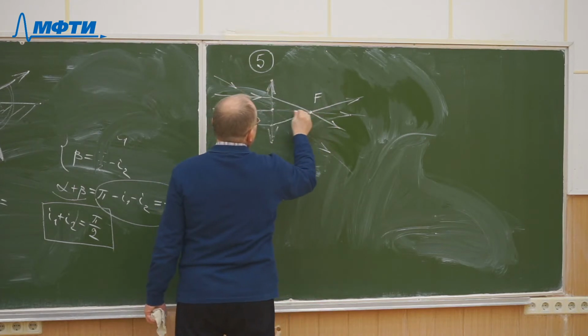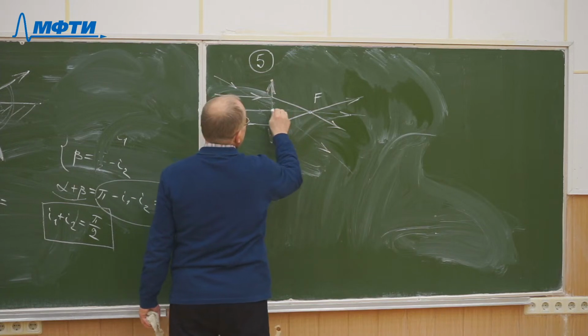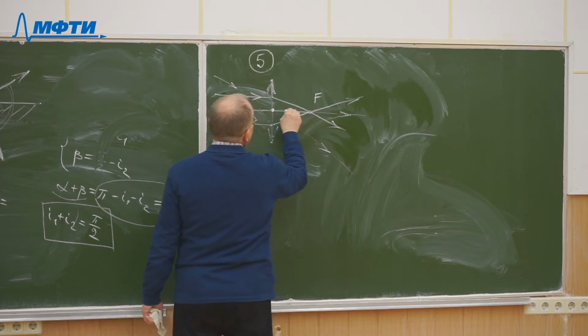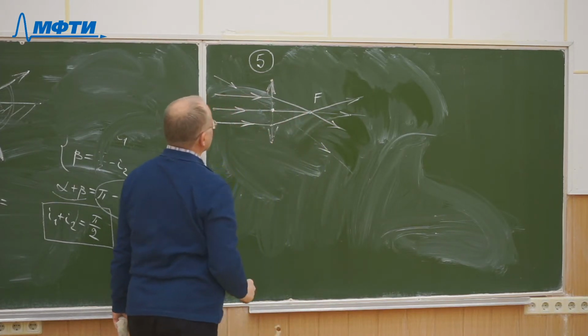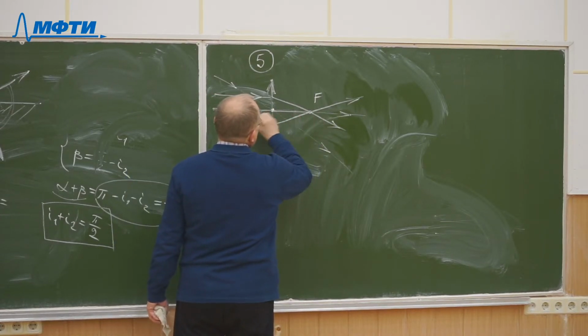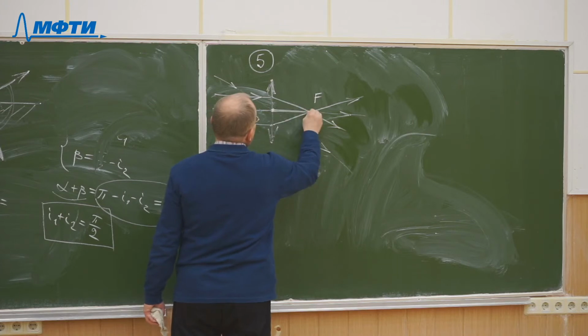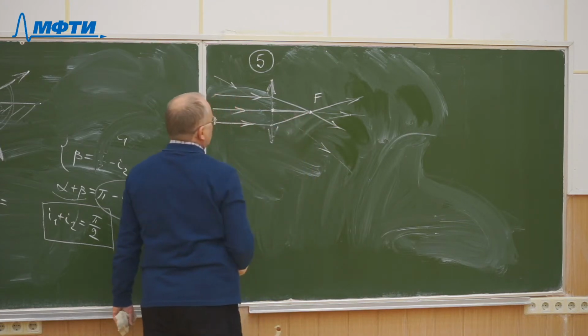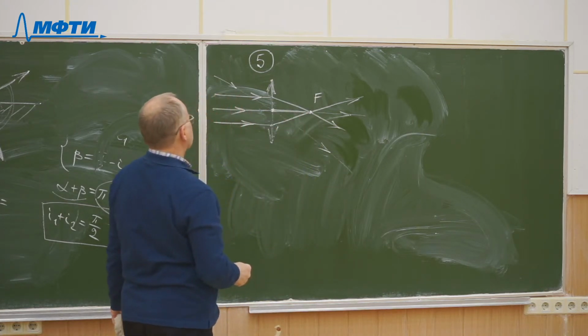And this length, this distance from the focus to the optical center of the lens, this distance is called a focal distance. Focal distance, or focus. This is a focal point, and this is a focal distance, or simply a focus of the lens.